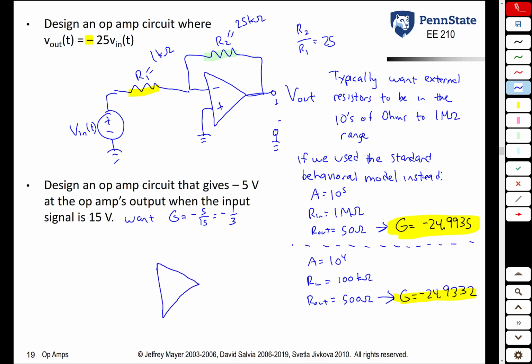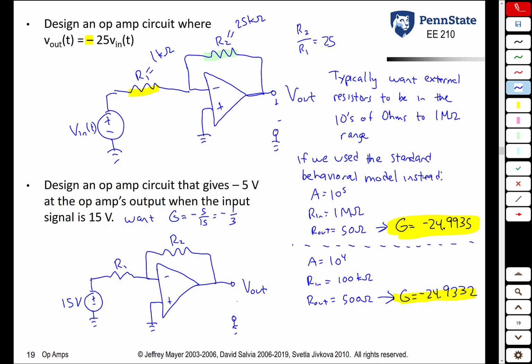Because we're inverting the signal, we want an inverting amplifier, so the non-inverting terminal is grounded. The inverting terminal is connected through a feedback resistor to the output. Then another resistor is connected between the inverting terminal and the input signal, which in this case we're told is a 15 volt source. This is going to be R2, that's going to be R1.